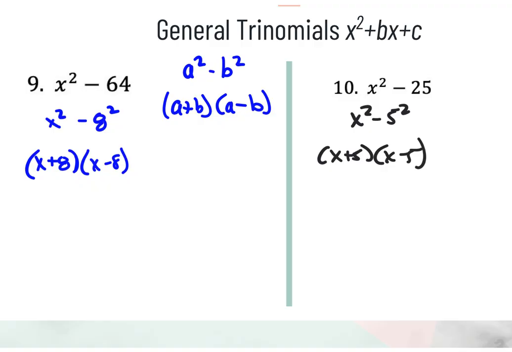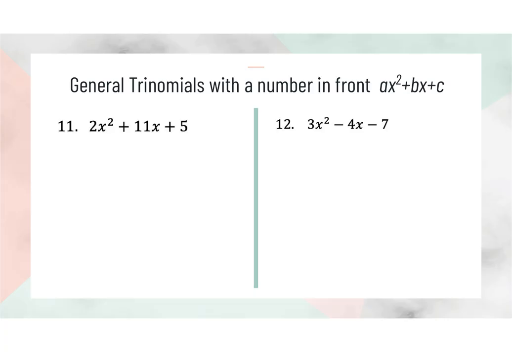So, next, this is where things get interesting, okay? Because now I've got a number in front of x squared. Okay, now pay attention because there's a couple steps to this. First thing I'm going to do is take first times last. So I'm going to take 2 times 5 and get 10.